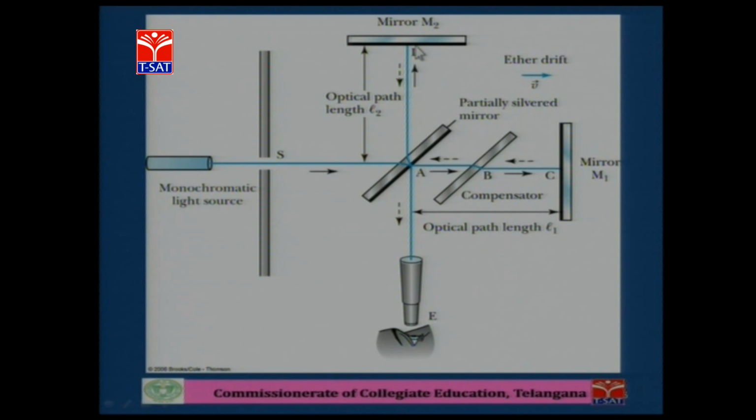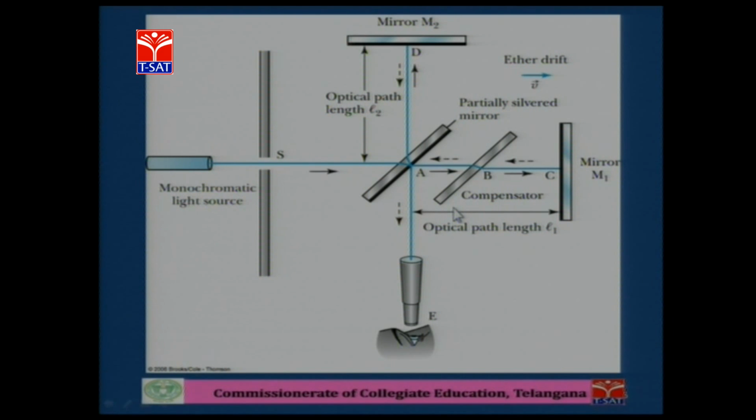Towards D, where the first light ray is getting reflected. The other light ray is getting transmitted through this partially silvered glass plate. And that transmitted light ray is again moving in this direction, and it is falling on a mirror M1 here, which is placed at a distance.